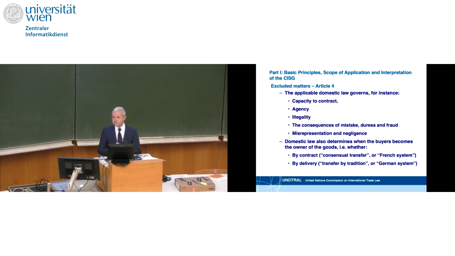Under validity, we mean elements such as the capacity to enter a contract, or the illegality affecting the contract, the effects of mistake, duress, and fraud, misrepresentation and negligence, but also the effects of using an agent to conclude a contract. And very often the question, has the agent acted within her or his powers as an agent, or has the agent exceeded the powers, and is then the principal bound or not bound by that contract? These are things that are subject to such extensive deviations and divergence under domestic law that it would have been completely unrealistic from the point of view of the drafters of the CISG to try to harmonize this internationally.